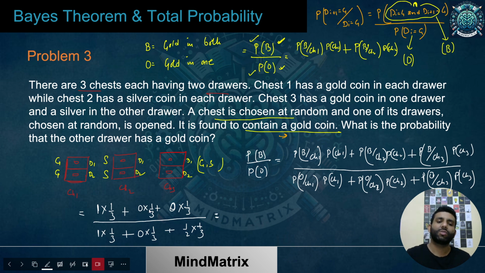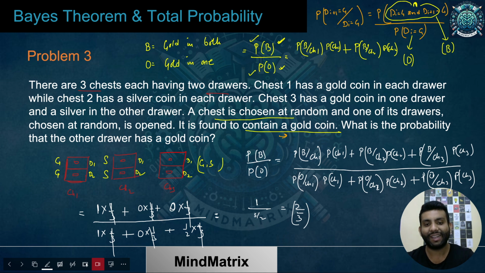So what is this value? Because 1 by 3 is common to all, this can be cut down. What is this? 1 plus 0 plus 0, that is 1 in the numerator. In the denominator, you'll have 1 plus 0 plus 1 by 2. 1 plus 1 by 2 is 3 by 2, so the answer is 1 divided by 3 by 2, which is 2 by 3. So 2 by 3 is the answer. I hope the idea is clear how we have calculated it.